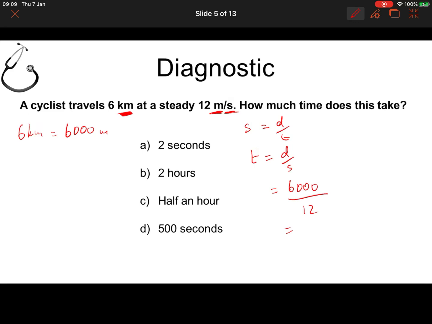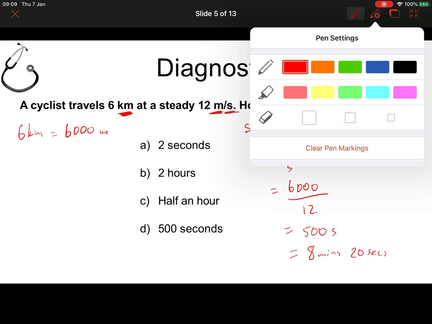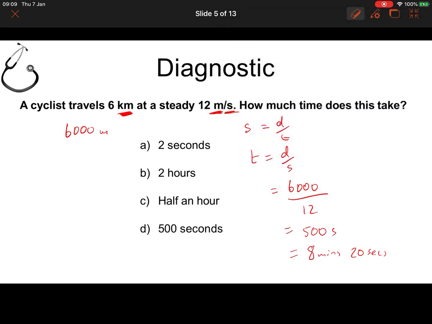6,000 divided by 12 equals 500. That's 500 seconds. Okay? 500 seconds, what's that in minutes? 500 divided by 60 equals, well, about 8 minutes and 20 seconds. Okay? Hopefully you understand why that's the case. Now, we could do it another way.